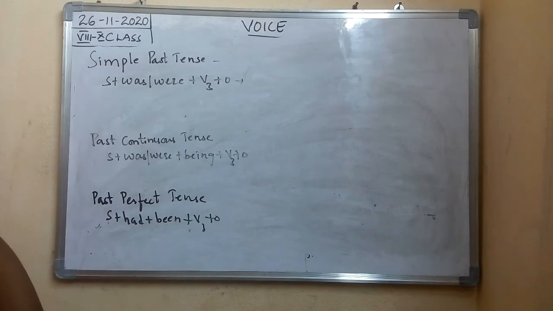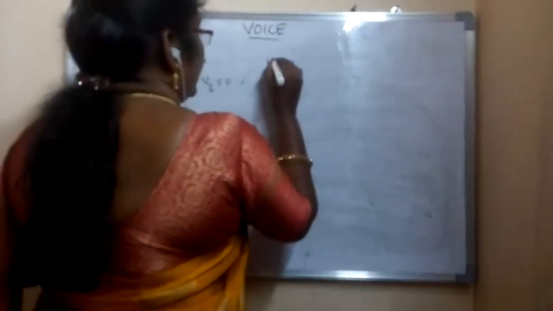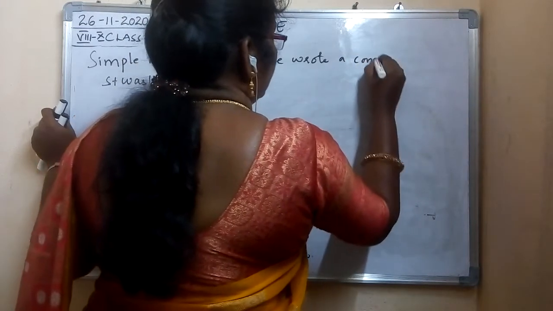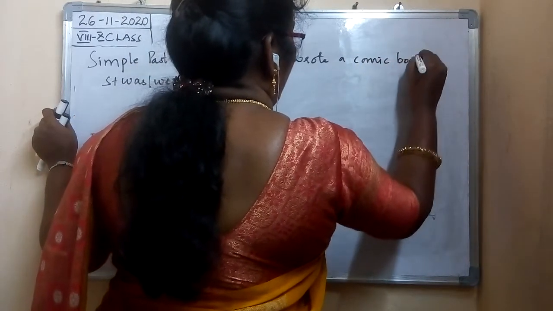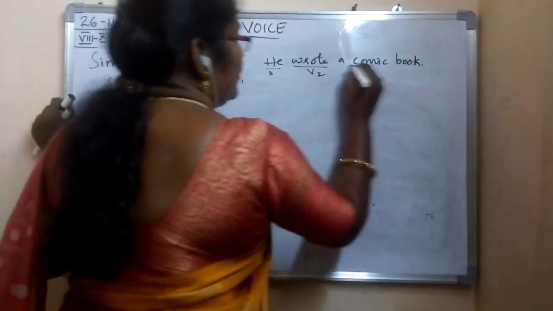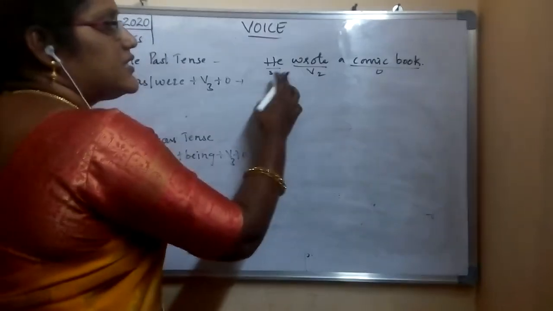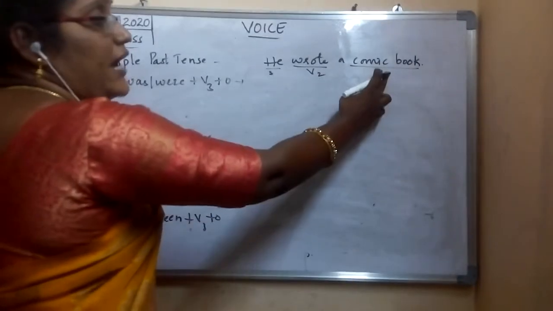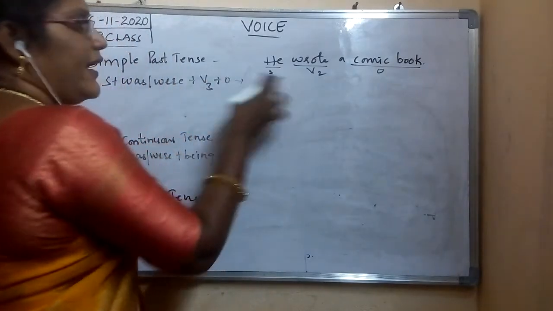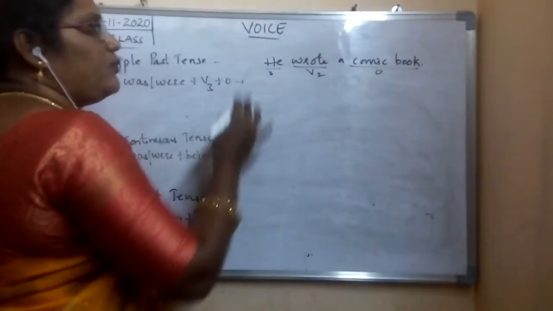Okay, so now, for example, he wrote a comic book. Now see here. He is what? Subject. Wrote is what? V2. Comic book is what? Object. Okay. He wrote a comic book. He is subject. Wrote is V2 and comic book is object. Okay. So now according to the structure it is there. Okay. Now we have to change into passive form.